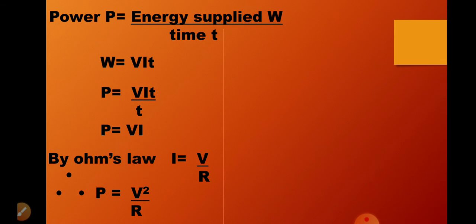Or we know that according to Ohm's law, V equal to IR. Substitute V equal to IR in this equation. So P is equal to IR whole square divided by R. It becomes P equal to I square R, because in the denominator and numerator R gets cancelled, so R remains. So P equal to I square into R.